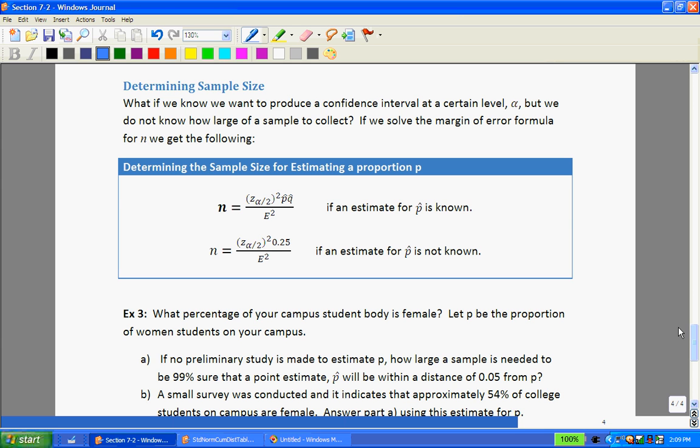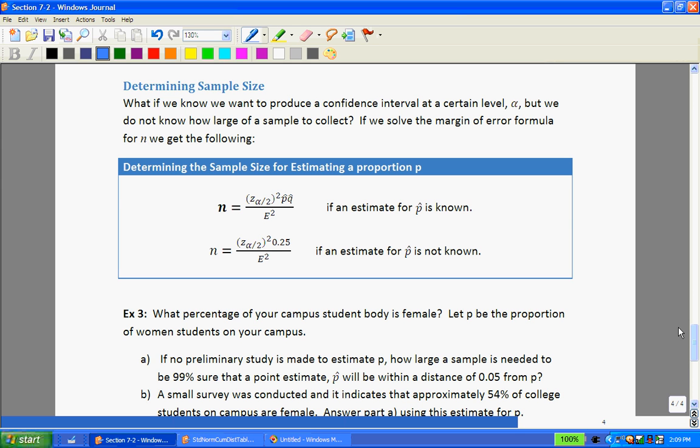Next, moving on to determining the sample size. What if we want to produce a certain confidence interval at a certain level, alpha, but we don't know how large of a sample to collect to make it happen? Well, if we take the margin of error formula and solve for n, we get the following. So this is a formula to determine the sample size for estimating a proportion p.